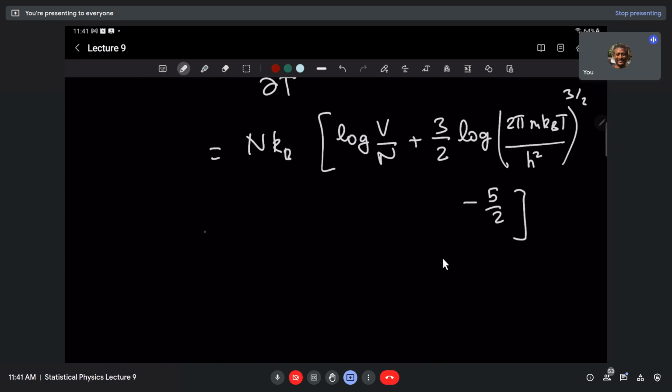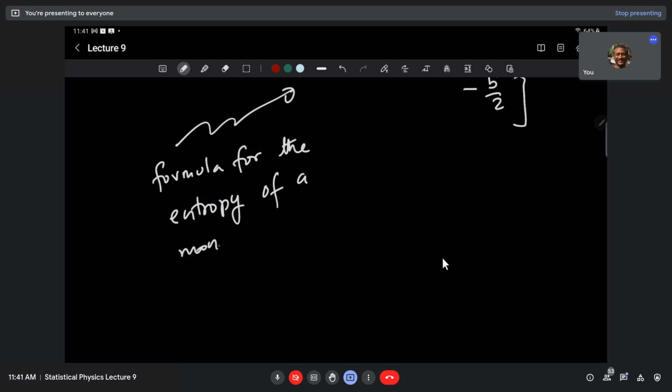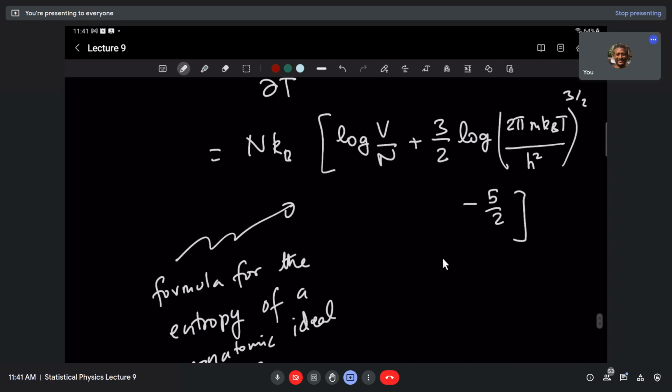Okay, so this is the formula for the entropy of a monatomic gas. I'm using monatomic. If it is diatomic or something, there'll be other degrees of freedom, so you need to get those contributions. Okay, so this is what we get.